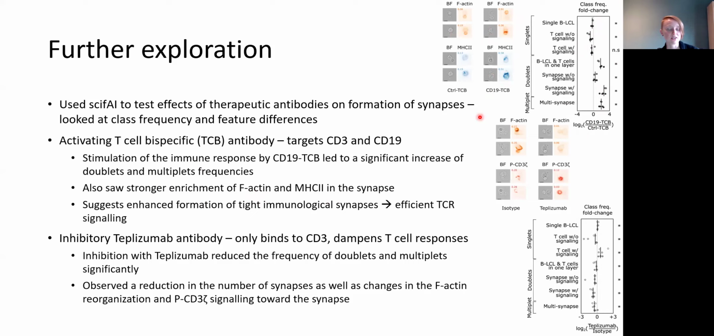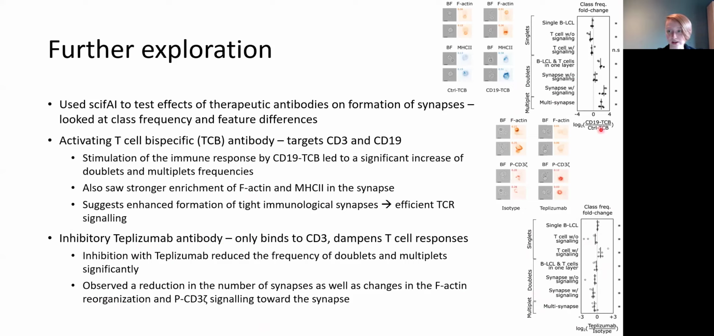So they said this suggests that there's enhanced formation of tight immunological synapses and therefore more efficient T-cell receptor signaling, which is in line with what we already know about this particular antibody. The other one they tested was this inhibitory antibody, teplizumab, which only binds to CD3 and so dampens the T-cell responses. This was slightly more mixed in terms of the outputs, but overall seemed to reduce the frequency of the doublets and multiplets. So sort of the opposite to what we saw with the activating one, as you might expect.